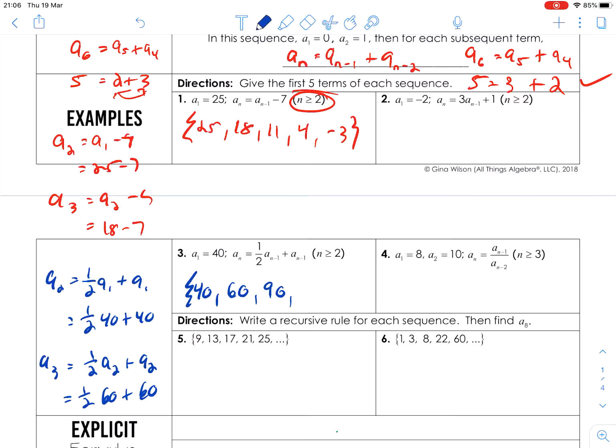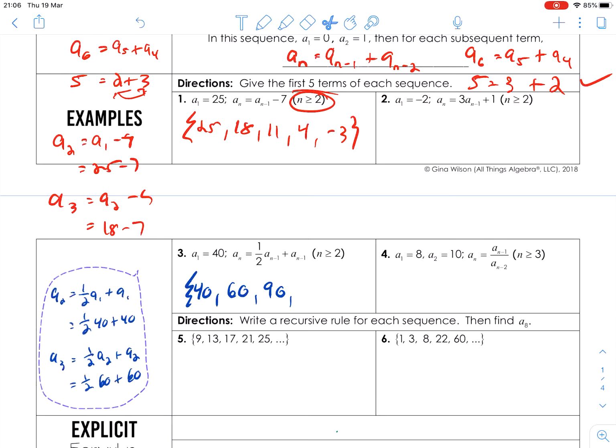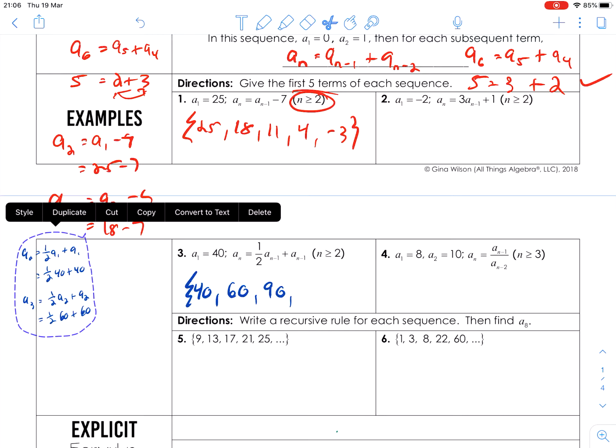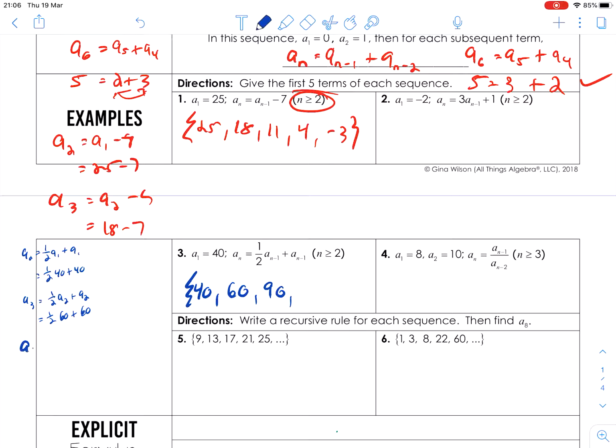All right, let's keep going. I'm going to make you smaller, sir. Move up there. All right, so a sub 4 is 1/2 of a sub 3 plus a sub 3, which is 1/2 of 90 plus 90. 45 plus 90 is 135. There we go. So, for the last one, I'm going to skip it and just write the answer, but that's how you do it.